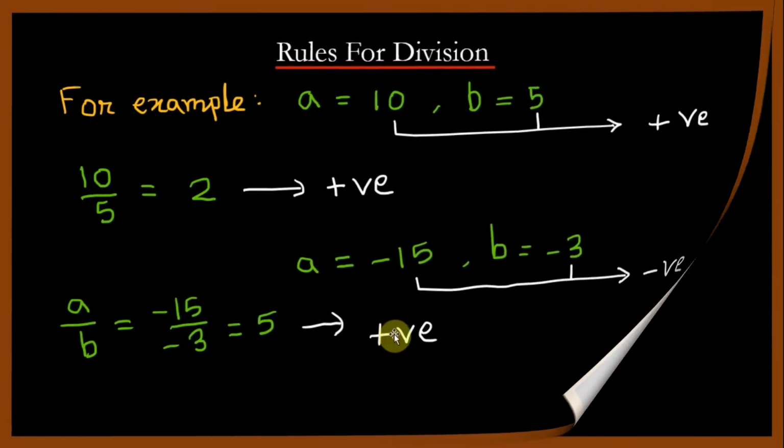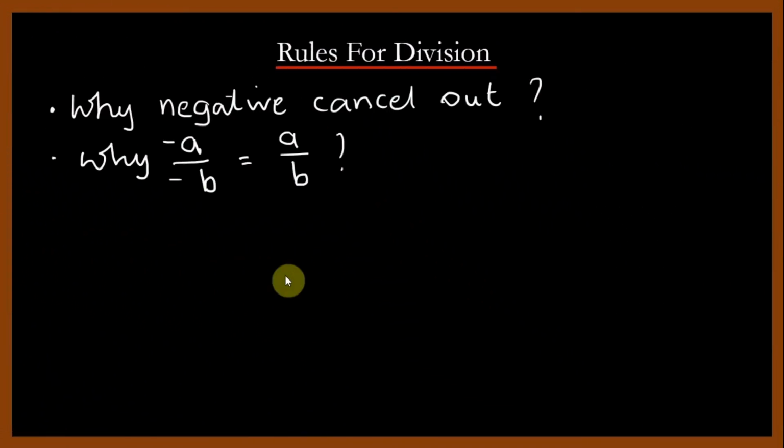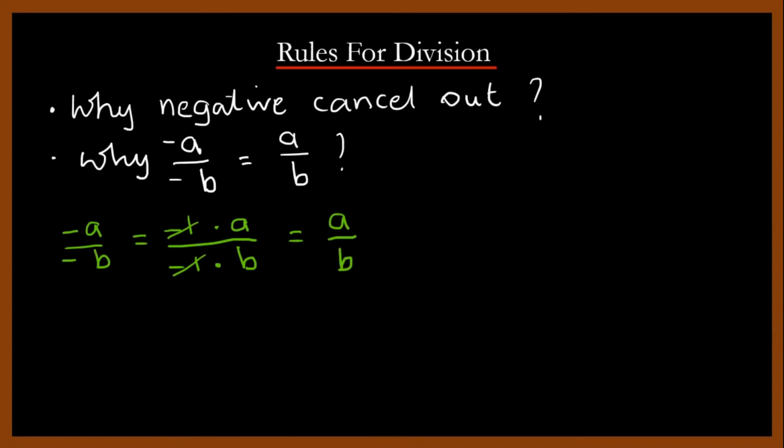So why do the negatives cancel out? It is because we can also write the expression as negative 1 multiplied by a, divided by negative 1 multiplied by b. Negative 1 divided by negative 1 cancels out, and we can divide a by b as usual. Note that b divided by a is also positive for numbers with the same sign.